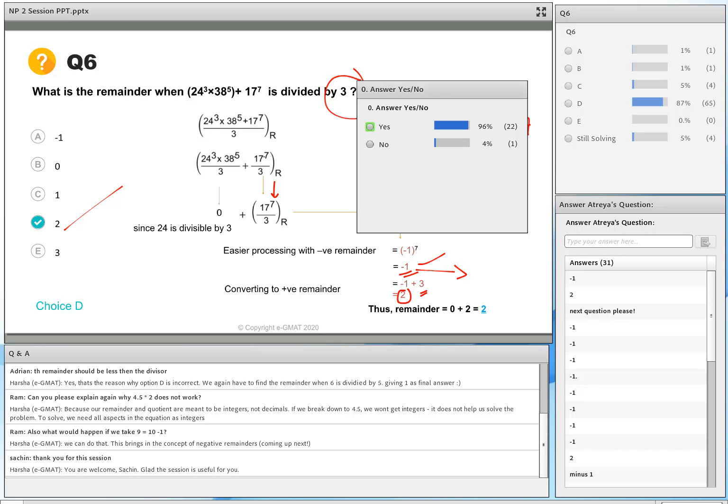All right, that is perfect. So please use negative remainders to make sure you calculate less. You use that to decrease the complexity of calculations.